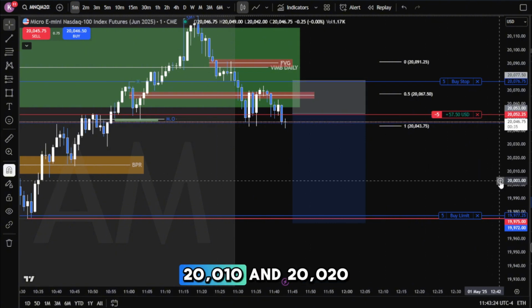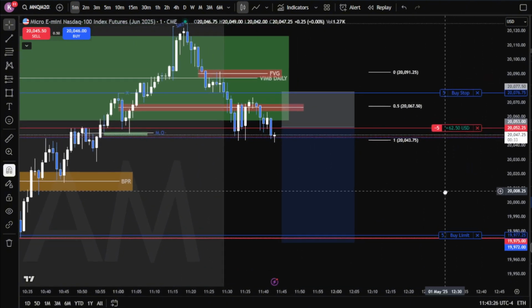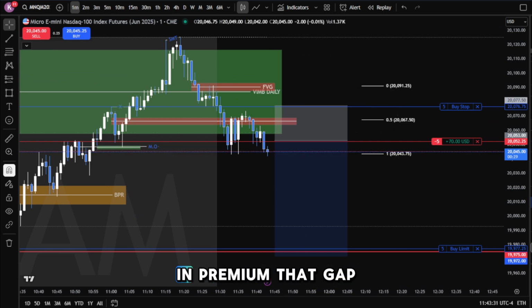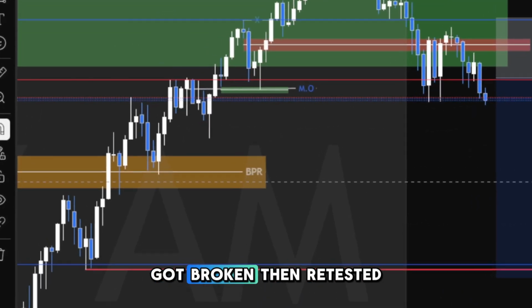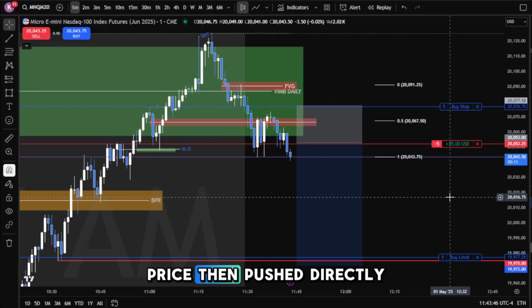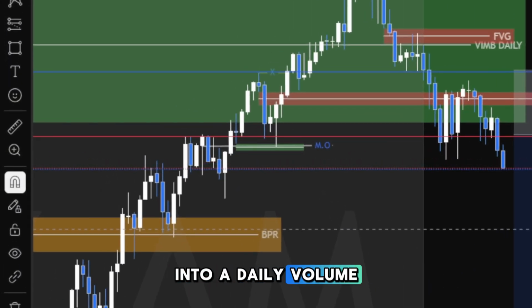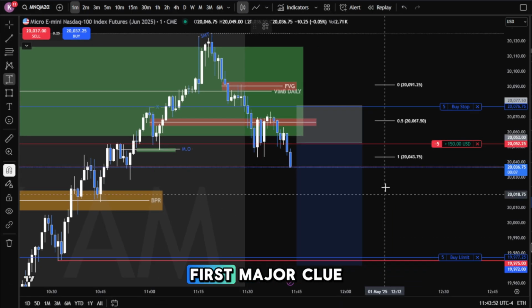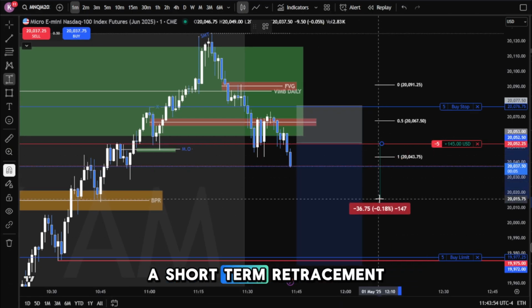Between 2010 and 2020, there was a bearish BPR gap formed during the pre-open in premium. That gap got broken, then retested, forming a bullish breaker. Price then pushed directly into a daily volume imbalance from March 26 to 27. That was my first major clue that we might see a short-term retracement.